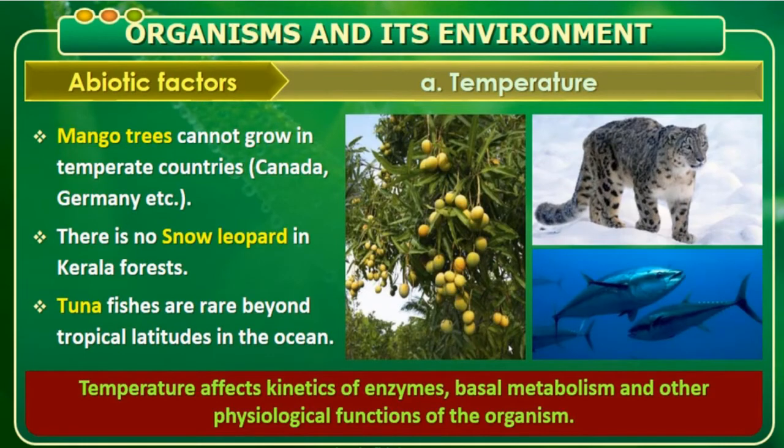When we give an example, a mango tree cannot grow in temperate countries like Canada and Germany. This is the example given in your NCERT. Take yourself as an example. Suddenly, we take you and land you in the Antarctic region. How long can you survive? It depends upon your survivability. You will not get adapted so easily.